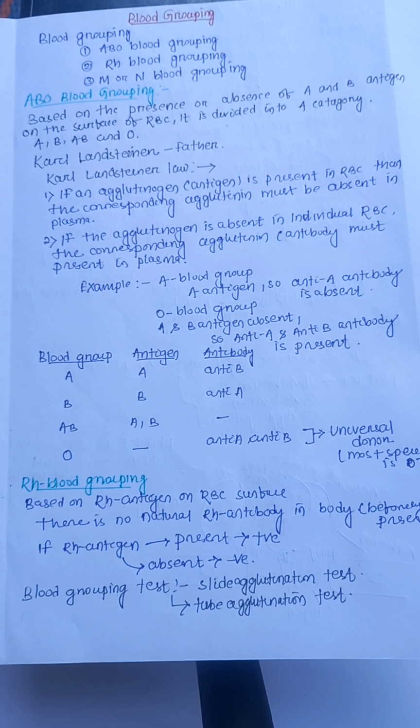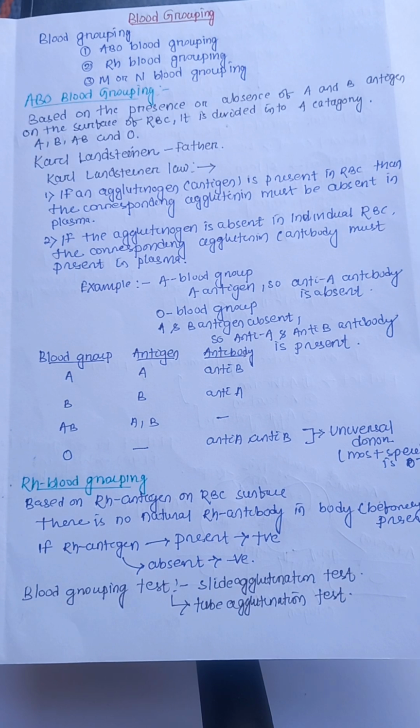ABO blood grouping is based on the presence or absence of A or B antigen on the surface of RBC. It is divided into four categories, and the father of ABO blood grouping is Karl Landsteiner, and there is a law of Landsteiner. You should know this. If antigen A is present, then the corresponding antibody is absent in the plasma. Similarly, if the antibody of A, that is anti-A antibody, is present, then antigen A will be absent. This is called Landsteiner's law and nothing else.